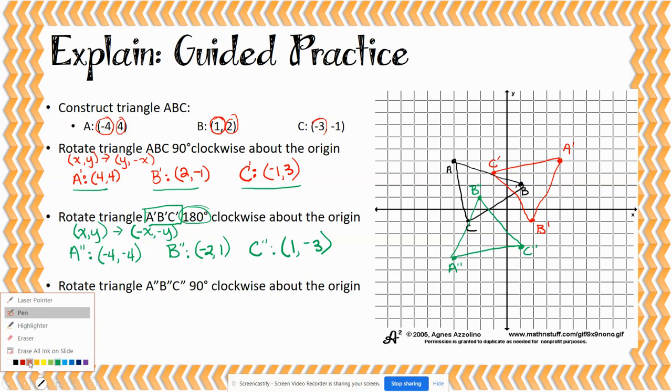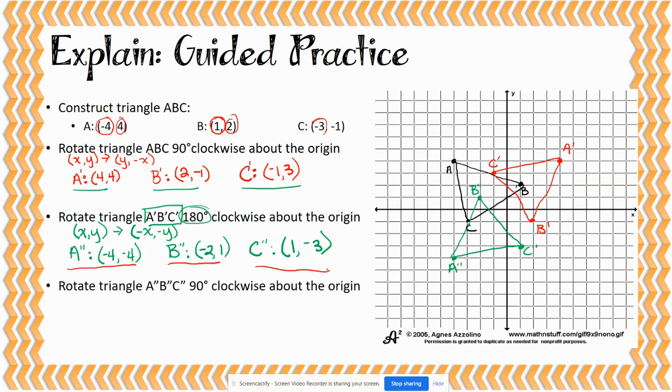And now the last thing that we want to do is rotate this triangle, so my green triangle. So we're going to rotate these points, but we are going to rotate them 90 degrees clockwise. So remember that the 90-degree rule is still (x, y) changes to (y, opposite of x). So everybody change those now. A triple prime now, if I take (-4, -4), I'm going to take my y value of -4 and just flip it to the front. My x value of -4 needs to flip to the back, but it has to be changed to its opposite, so that becomes +4.